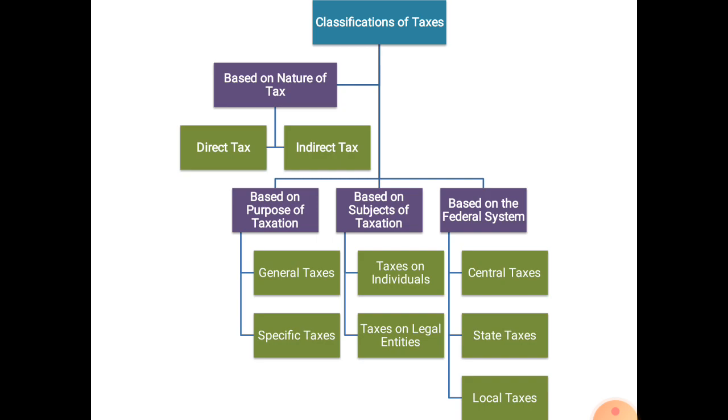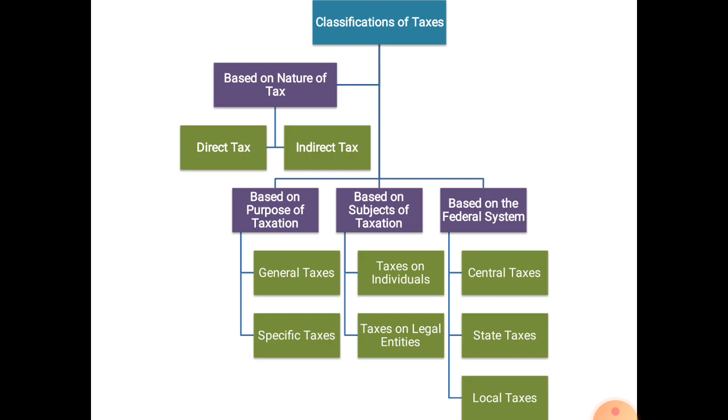Next, based on subjects of taxation. It means taxes that are classified on the basis of from whom the tax is collected, that is individuals and legal entities, that is firm, HUF, company, etc. Next, based on federal system. It means taxes that are classified on the basis of which government collects the tax, that is central government, state government or local authorities.